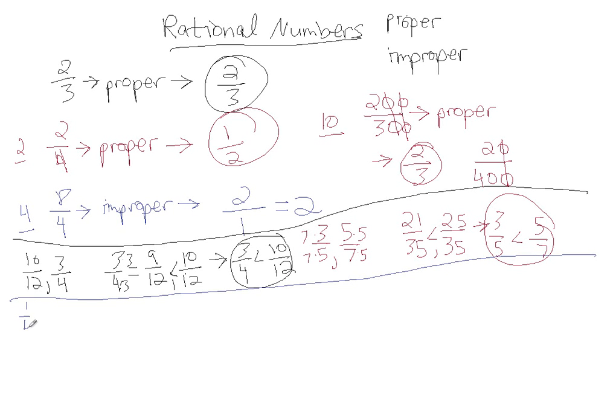We have 1 over 4, we have 2 over 3, minus 1/2, we have 1/3, and we have minus 4/5.